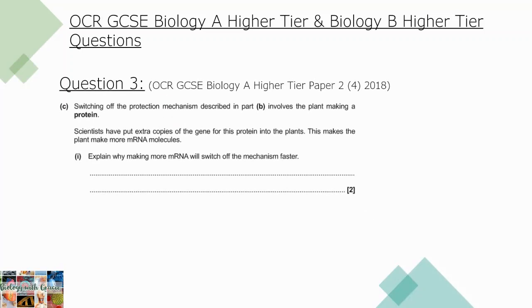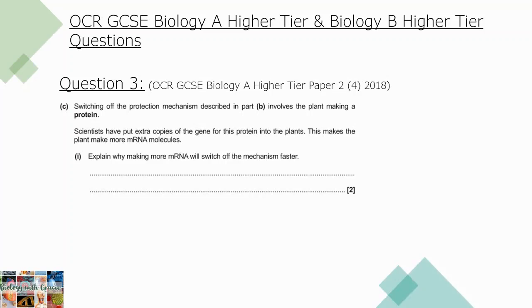Question 3. Switching off the protein mechanism described in Part B involves the plant making a protein. Now I know that Part B isn't included on this slide, but if you head over to my website you will find that extra piece of information in the question pack. However, you don't need to know what Part B says in order to answer this question. So scientists have put extra copies of the gene for this protein into the plants. This makes the plant make more mRNA molecules. Explain why making more mRNA will switch off the mechanism faster.